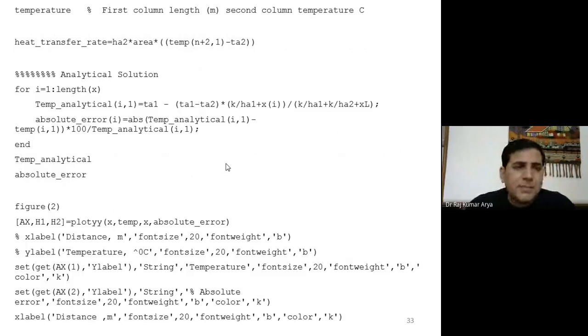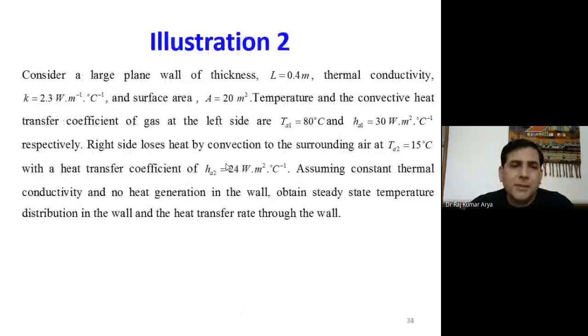So once you did this part, this was the problem statement: a large plane wall of length 0.4 meter, thermal conductivity 2.3 watt per meter per degree Celsius, surface area 20. The temperature and convective heat transfer coefficient of gas on the left side are 80 degree and 30 watt. Right side is 15 degree and 24 watt. Assuming constant thermal conductivity and no heat generation within the wall, obtain the steady state temperature distribution in the wall and the heat transfer rate through the wall. So this was your problem statement. The code we have shown previously.